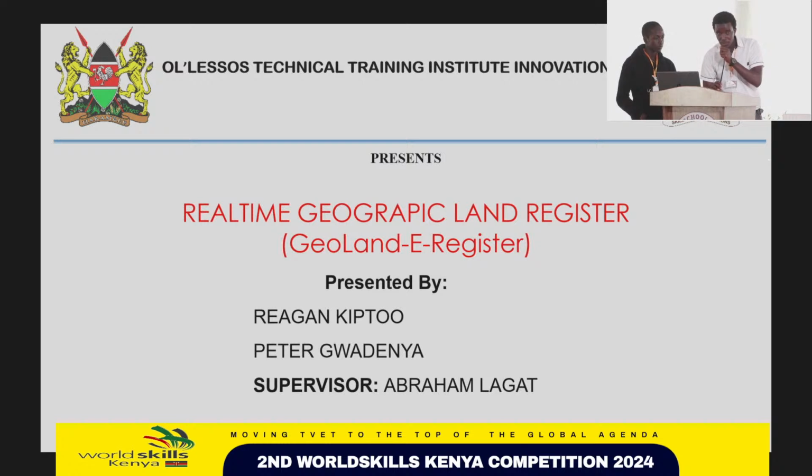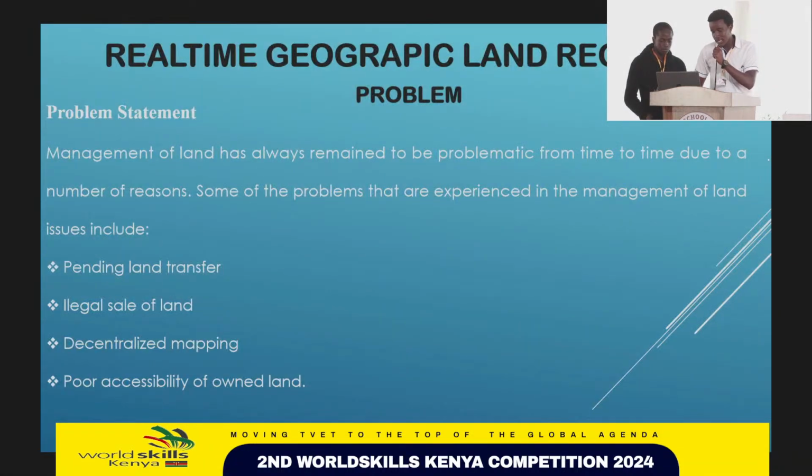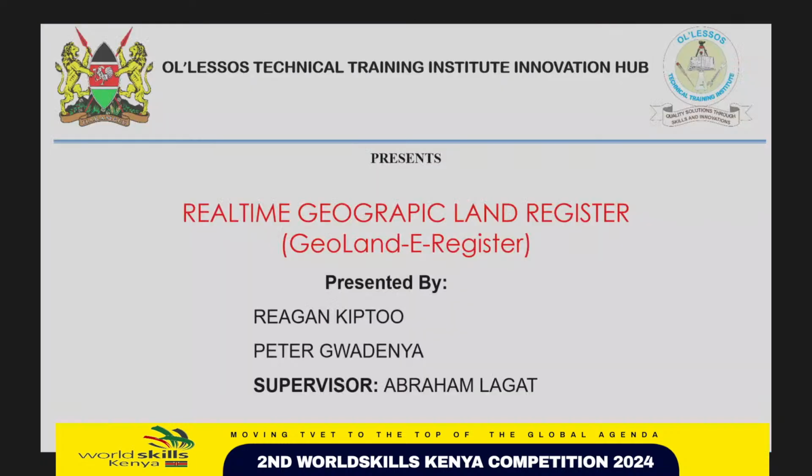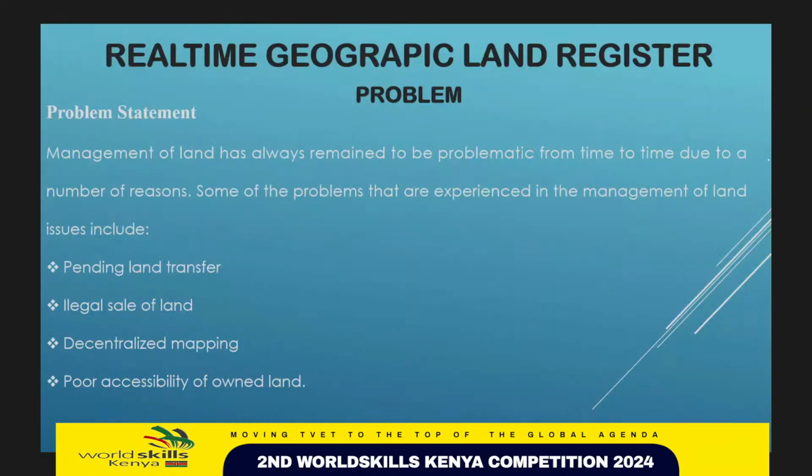Good afternoon, esteemed judges and my fellow innovators. My name is Harigan Kipto from Olesos Technical. I stand here today to address a problem that has been existing for long, concerning our lands. So I came up with a registry called the Real-Time Geographic Land Register. This register solves a number of problems.